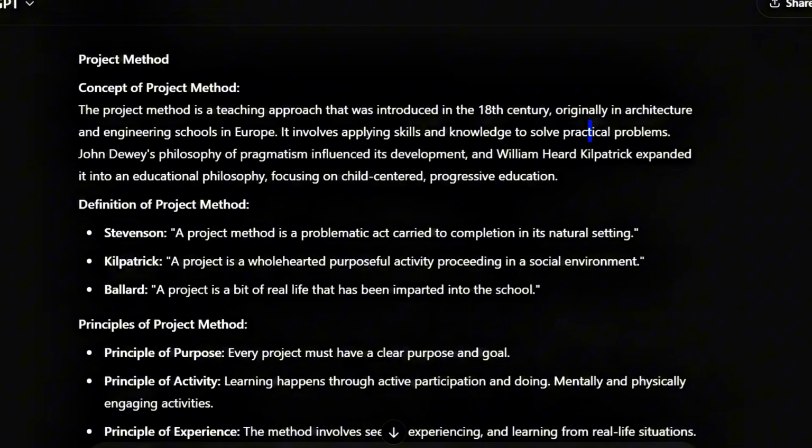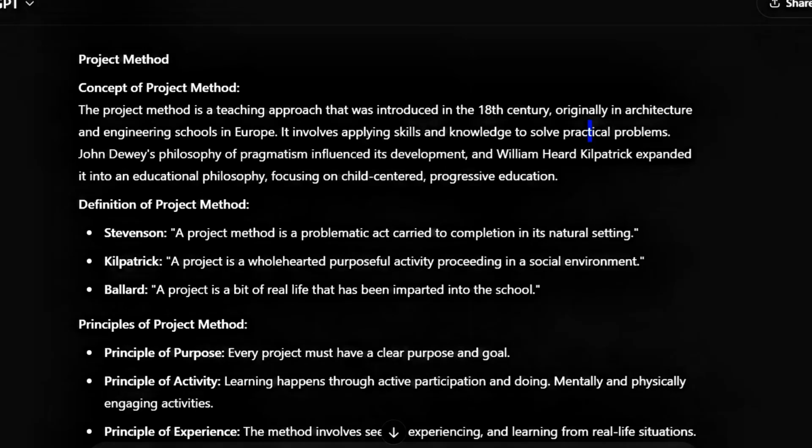Definition of project method. Stevenson: A project method is a problematic act carried to completion in its natural setting. A project is a wholehearted, purposeful activity proceeding in a social environment. A project is a bit of real life that has been imparted into the school.